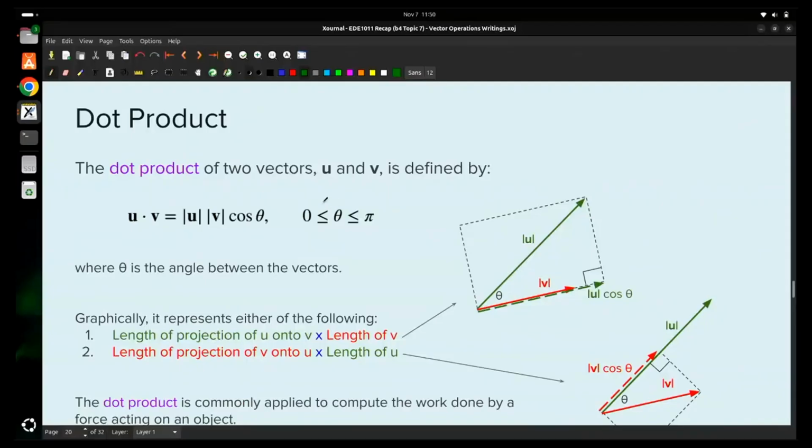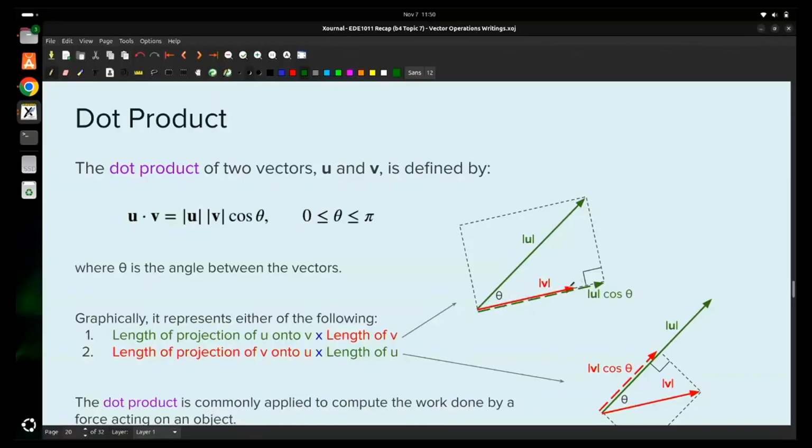Okay, dot product is an operation between two vectors. Let's say, for example, u and v. So just look at the diagram here. Obviously this longer vector here is the vector u. I of course write this as the magnitude, but this is obviously vector u. And the red vector is vector v.